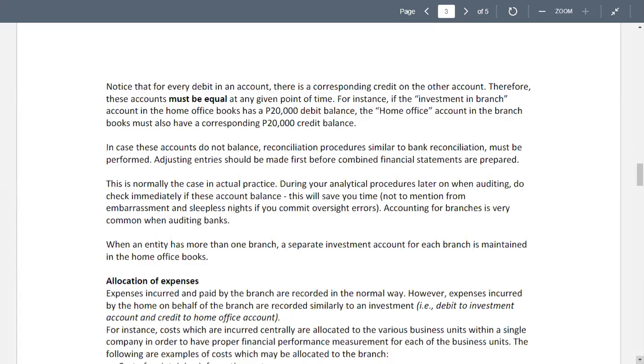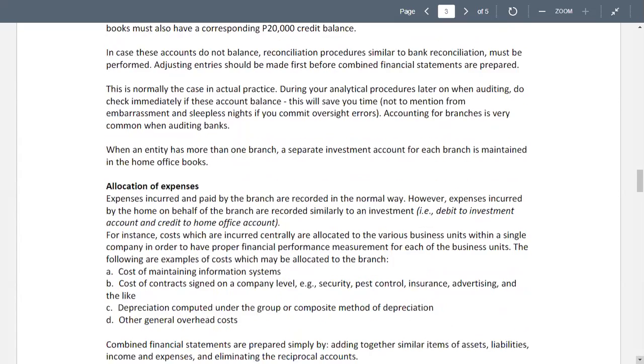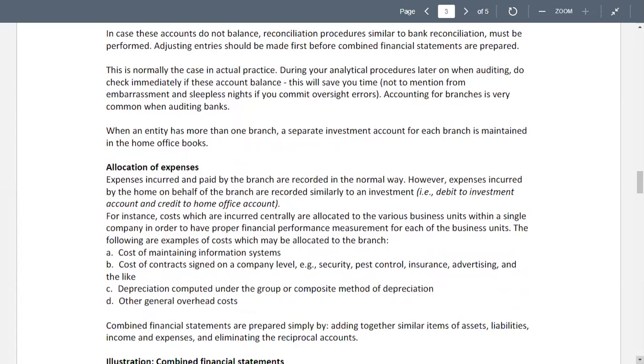When an entity has more than one branch, a separate investment account for each branch is maintained in the home office books with the corresponding account number. The allocation of expenses: expenses incurred and paid by the branch are recorded in the normal way. However, expenses incurred by the home office on behalf of the branch are recorded similarly to an investment, like debit to investment account and credit to home office account.